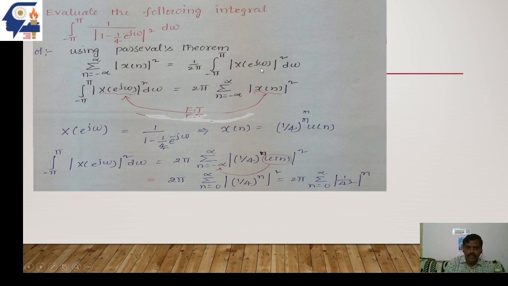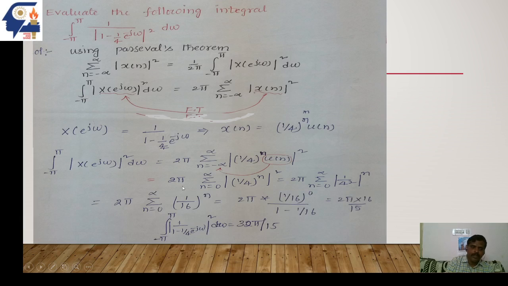The given signal x of n as 1 by 4 whole power n u of n whole square. Because of this u of n, for negative n it will become 0. That means u of n value equal to 1 from 0 to infinity. 1 by 4 whole power n whole square. Now interchange these two. Take this 2 pi inside, take this n outside. 2 pi into summation n equal to 0 to infinity, 1 by 4 square, that means 1 by 16 whole power n.